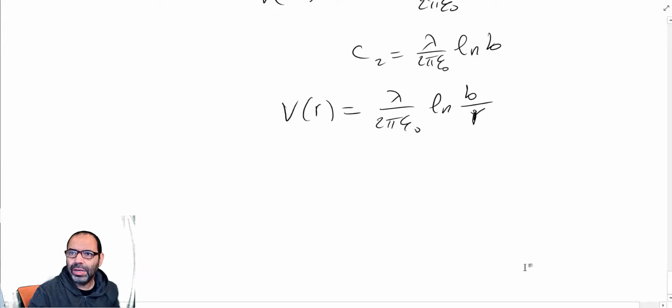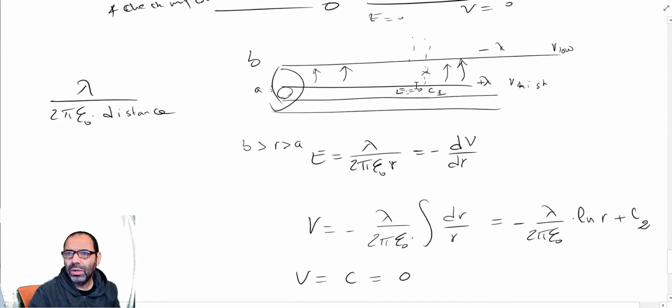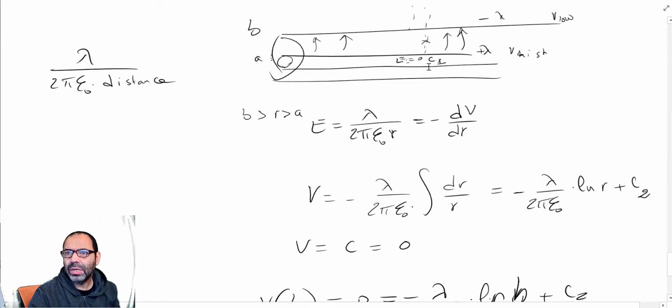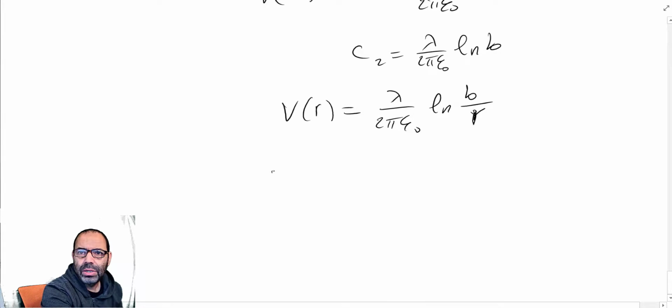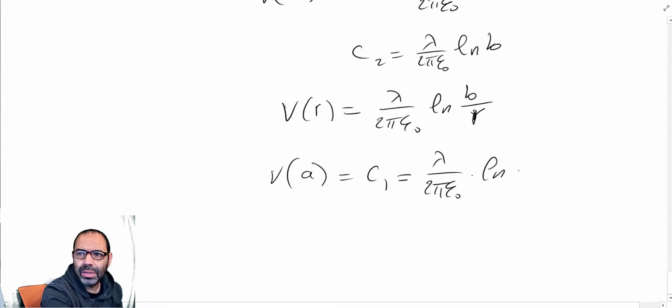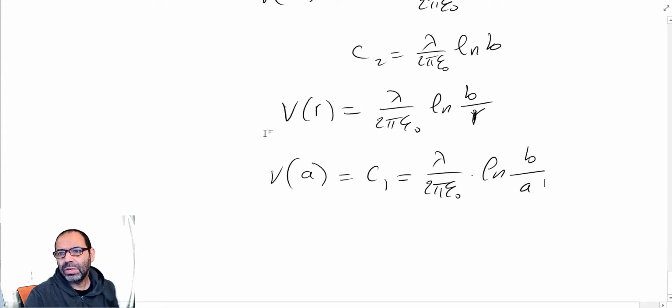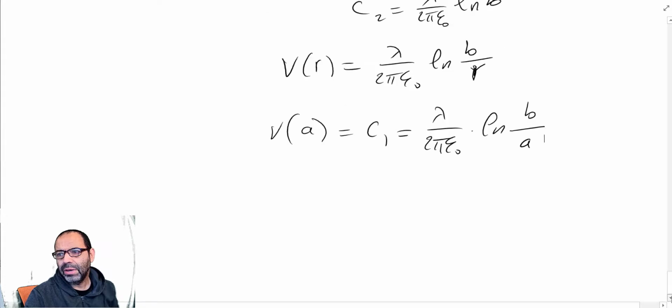Now I need to find the last constant, which is C1, and again I require continuity at this point. So V of a on one side is C1, and it's also equal to lambda over 2 pi epsilon naught times ln, replacing r by a, and you have the result. So this is basically C1. So we found the potential as a function of distance everywhere.